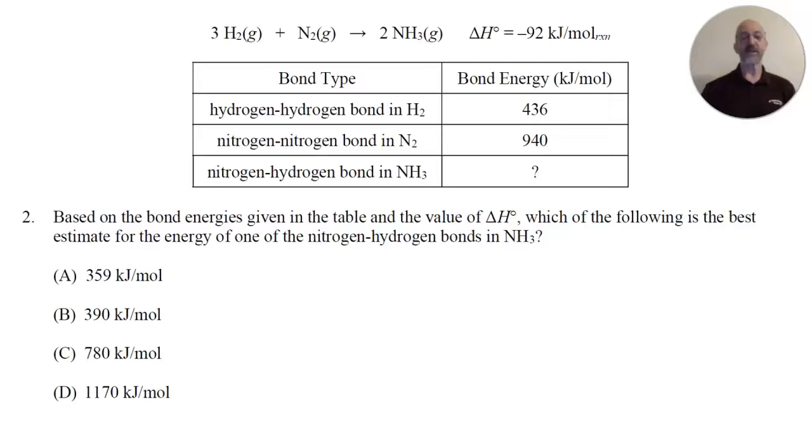And so question 2 says the following. Based on the bond energies given in the table and the value of delta H, or the change in enthalpy for the reaction, which of the following is the best estimate for the energy of one of the nitrogen-hydrogen bonds in NH3?